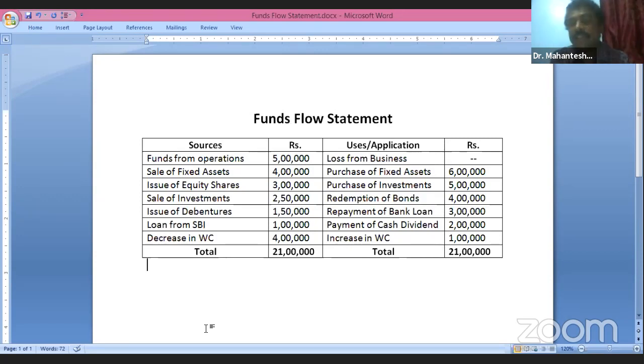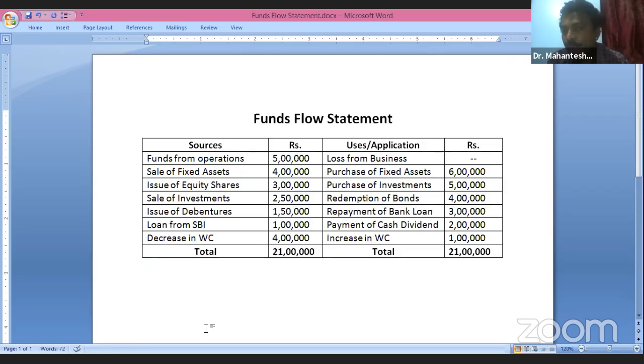Looking at the right hand side, the uses or the application side, 6 lakh we've already seen, that's about 30%, 20 lakhs total. Roughly, around 30% of the funds are utilized for purchase of the new assets. That's an indication that you are into the renovation, you are into the reconstruction, you are into the expansion. Purchase of the investments is rupees 5 lakhs, you are doing well. That's an indication because you are investing into the securities, it's a good sign.